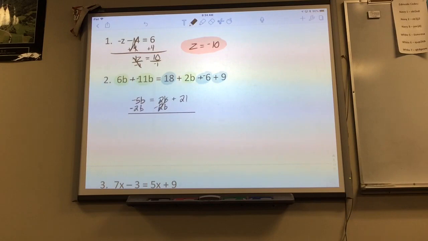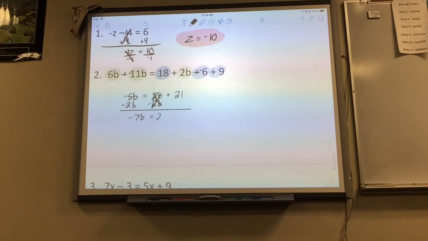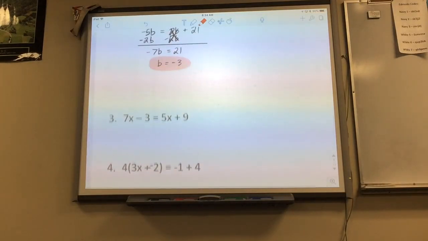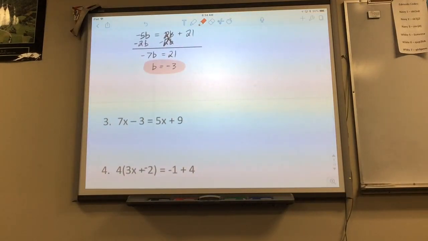No, you undo the lower amount of variables in my class. So in this case, that's the higher amount of variables that you're undoing. And the answer is negative 3. B equals negative 3 because we divided both sides. Okay? Wait, what was the answer? You scrolled up. Negative 3 because we divided by a negative 7.